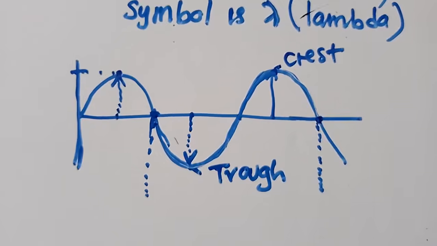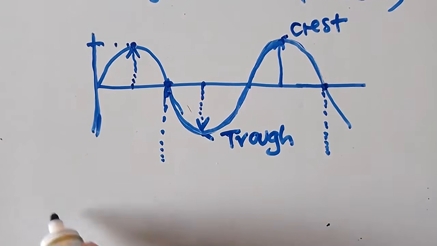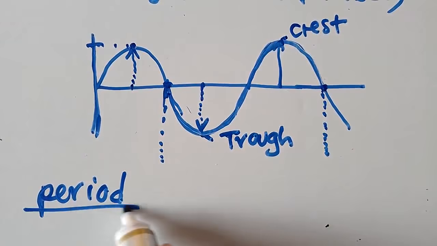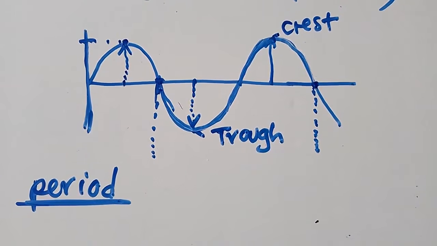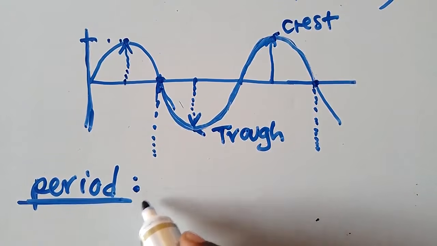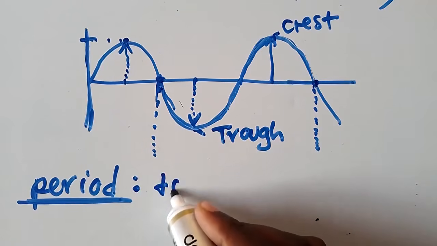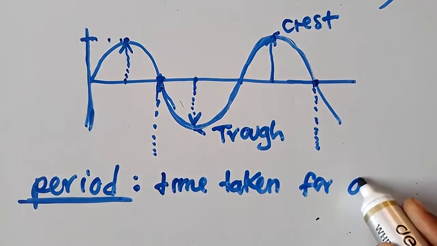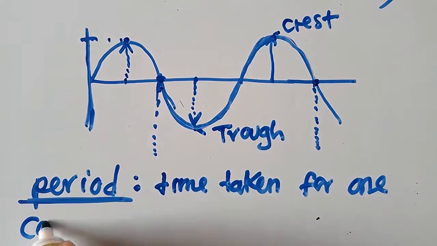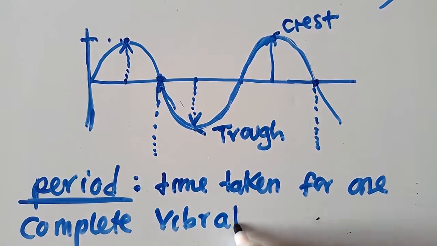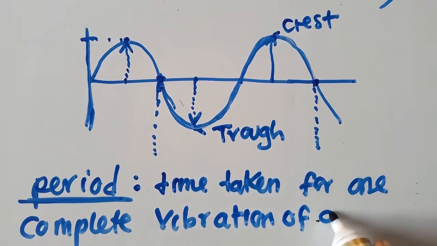The other thing that we are now going to understand is period. You need to understand what period is. So what is period? The period of a wave is the time taken for one complete vibration of a particle. Have you seen? We define this as time taken. So I'm going to summarize this: the time taken for one complete vibration of a particle.